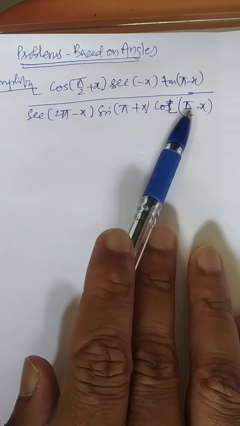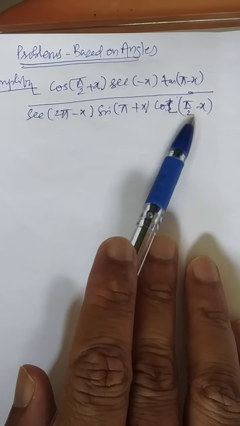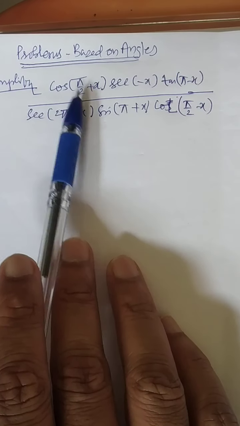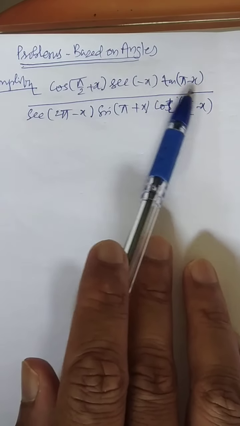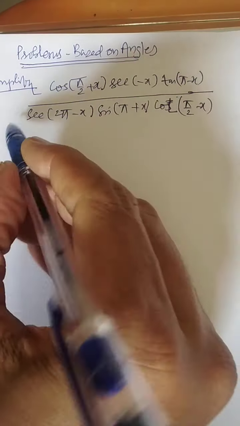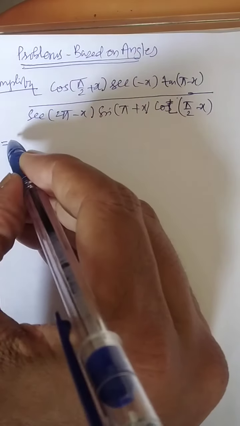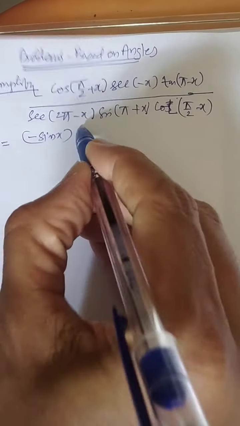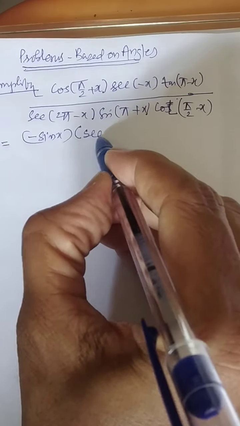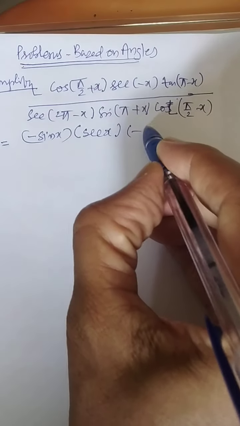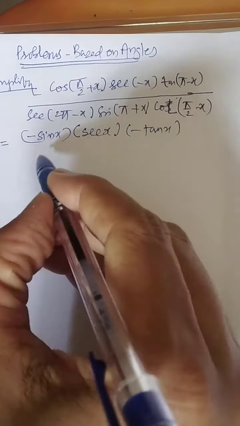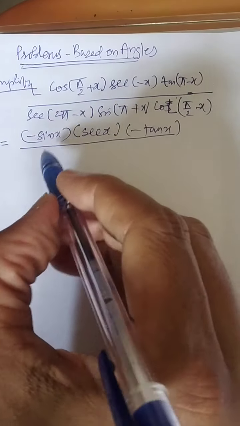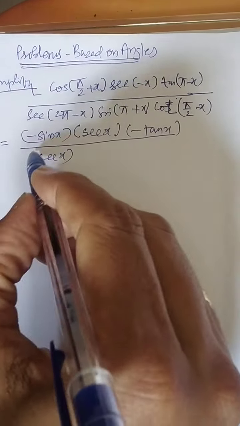I think there are some results which you have learned. This is the result which you learned about the complement. Now you know the formula for pi by 2 plus x, sec of minus x, tan of pi minus x. All these results which we have learned. Now I am just placing the values. The first value is minus sin x. Second one, do you remember? It will be sec x. Now here it is minus of tan x. Whole is divided by, it will be nothing but again sec of x.